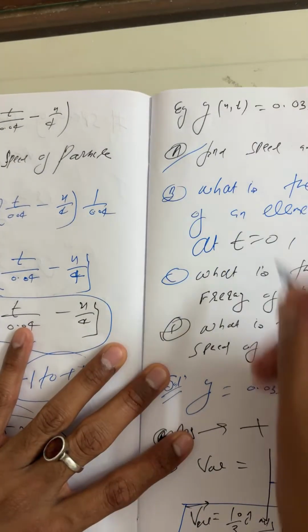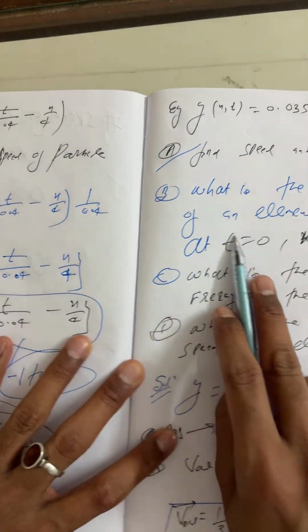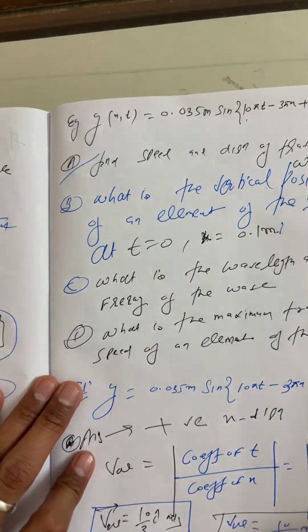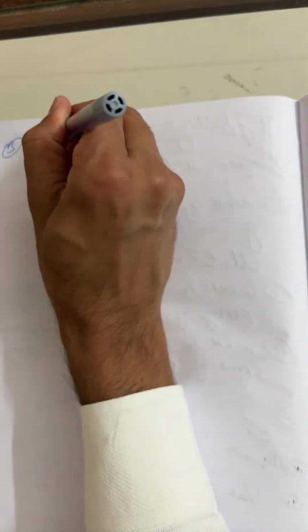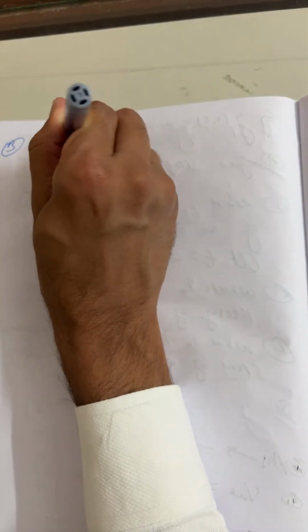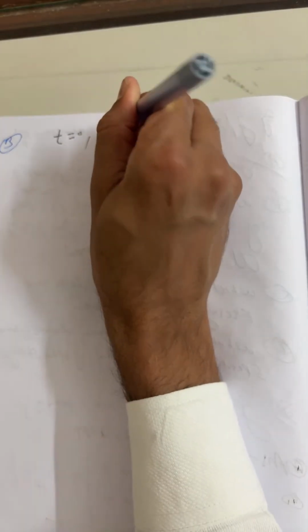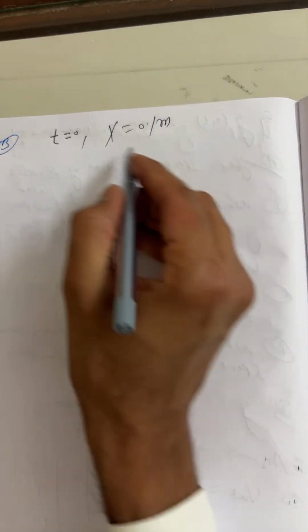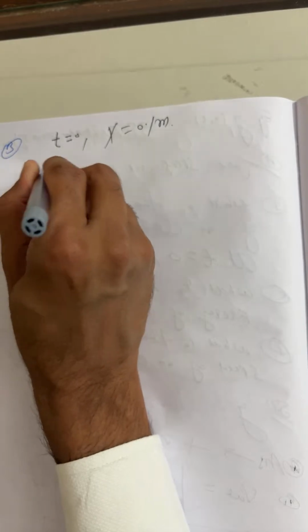Part 1 I finished. Part B: what is the vertical position of an element of the string at t equals 0 and x equals 0.1 meter? We have to find the vertical position of an element. You need to write the information mentioned in the question: t equals 0 and x equals 0.1 meter. At this point we have to find the vertical position. Write the equation given in the question.